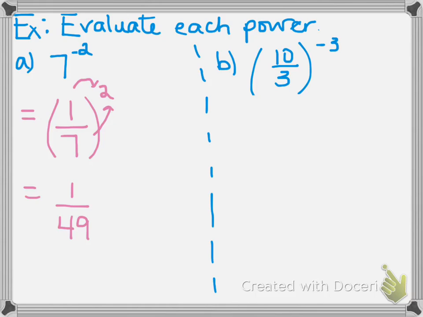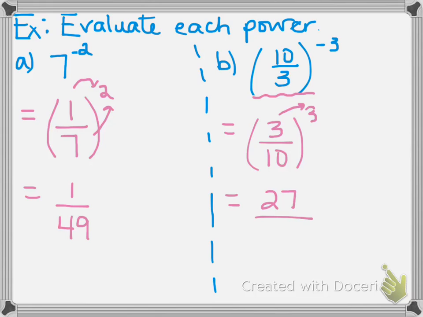If I look at example B, I have a fraction as my base, so I have 10 over 3 to the exponent negative 3. So our rule says to take the base and to take the reciprocal, so instead of 10 over 3, I have 3 over 10. And our exponent, which was a negative 3, now becomes a positive 3. So if I evaluate that, 3 cubed is 3 times 3 times 3, which is 27. And 10 cubed is 10 times 10 times 10, which is 1,000. And if you look at that fraction, that's in lowest terms, so 27 over 1,000 would be our answer.